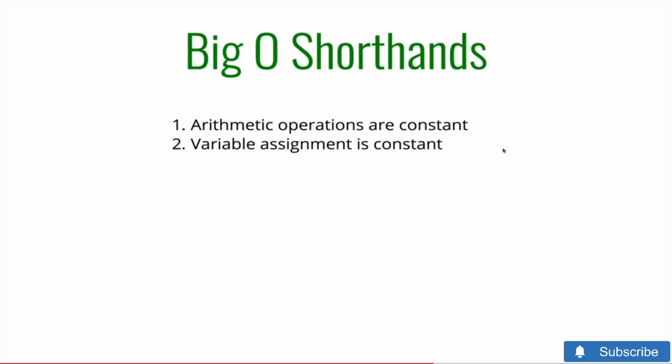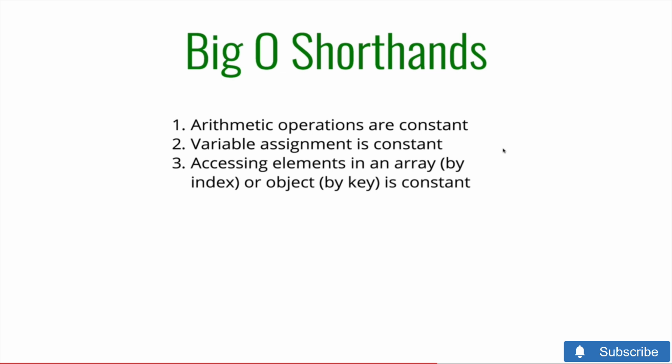So your computer takes roughly the same amount of time to make a variable x equals 1,000 compared to x equals 20,000 or a million. It's roughly the same. Accessing elements in an array using an index. So if I have an array and I want to find the first item or the 10th item, as long as I use the index, or I'm working with an object and I have a key that I'm using to access data, that's constant runtime as well.